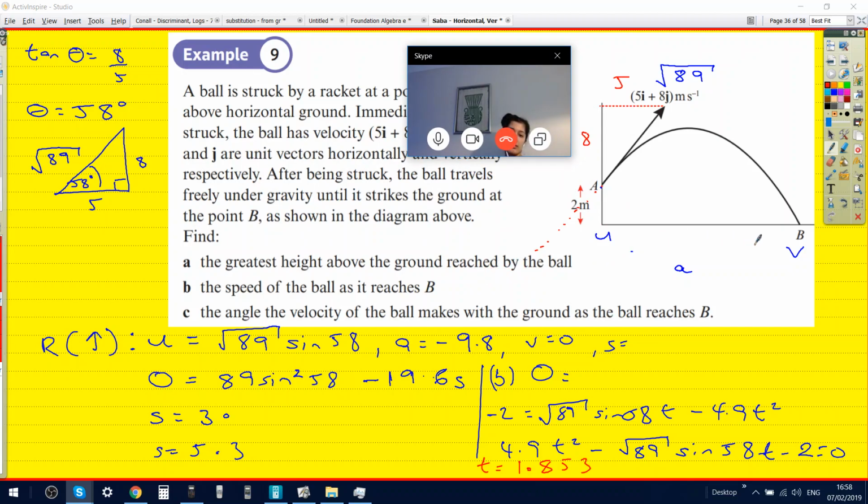So we have the speed of the ball as it reaches B. Why did we work out T? We're trying to find V, the speed. Are we doing it horizontally or vertically? Vertically, because that way we have A. I don't know how to do it horizontally. I think we don't have S though, the total S. I don't have the distance.